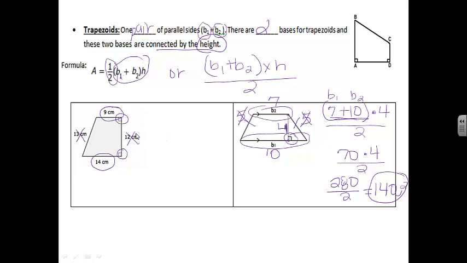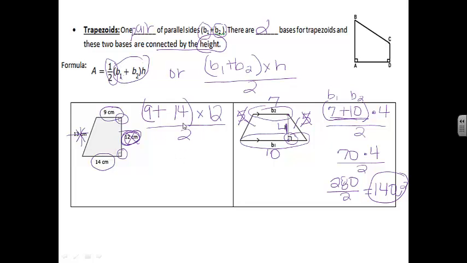So now, oh wait, I do need the 12. Oh my goodness, I just messed up. Your base is different from this because your height is in the middle. Oh my goodness, I almost made a mistake. This is my height, which is a part of my perimeter if I need it. So 13 is the only thing I don't need. Sorry. Base 1, 9. Base 2, 14, or vice versa. You can switch them. It doesn't matter. Times my height, which I almost messed up on, which is 12. Divide everything by 2.